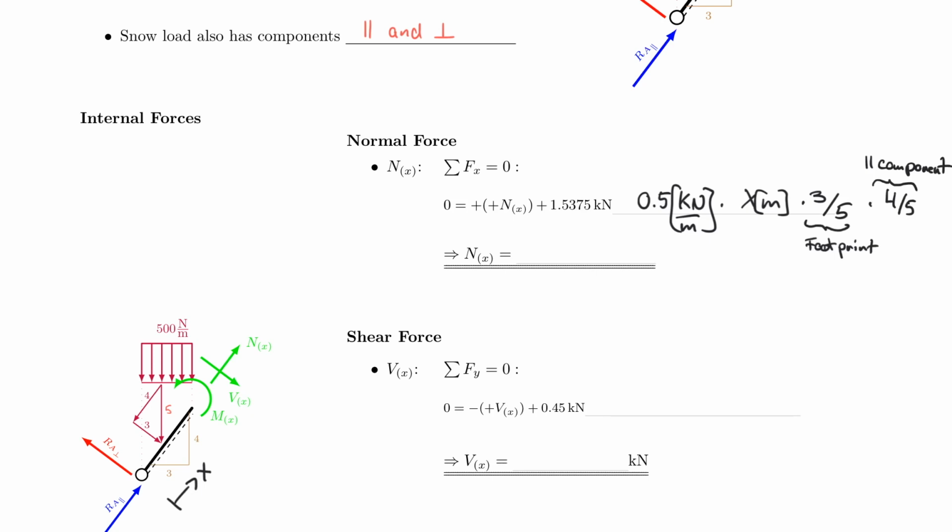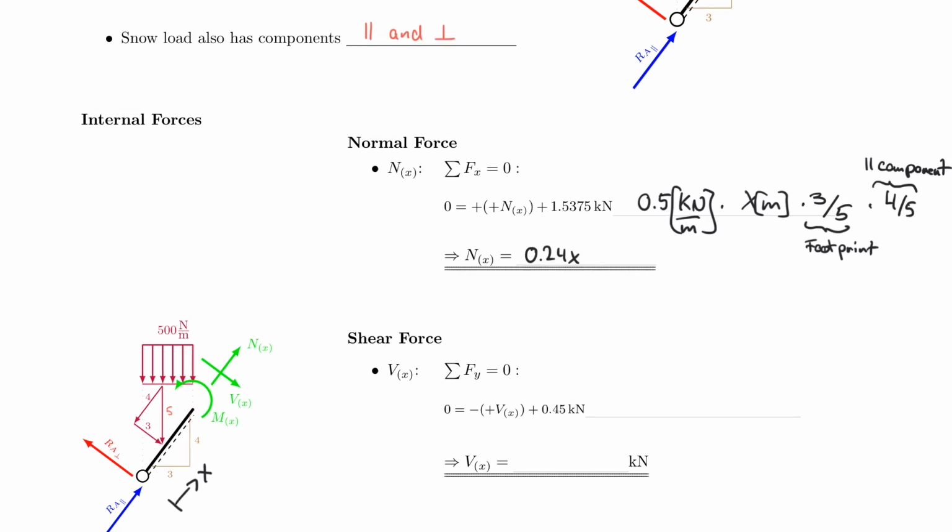So that's the parallel component. And that is, of course, a little bit tricky if you never thought about it, but conceptually not different than anything we've done before. So you can now rearrange this equation, and if you do so, you will end up with 0.24x minus 1.5375, and the whole thing in kilonewton. And that is our normal function.